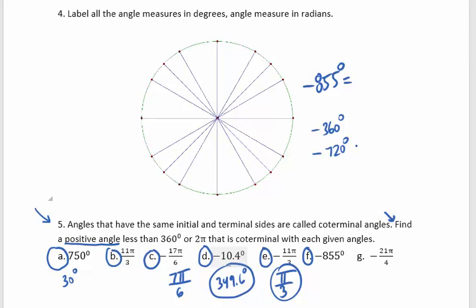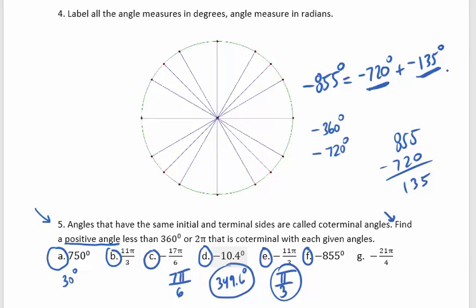So we could think of this negative 855 as negative 720, 2 times around the circle, plus some negative angle left over. Let's see what negative angle would be left over. 855 minus 720 would be 135 degrees. So negative 135 degrees. That's the way I want to think of this negative 855. It was 2 times around the circle in a negative direction, plus this little bit left over. So that's what I'm going to do here.